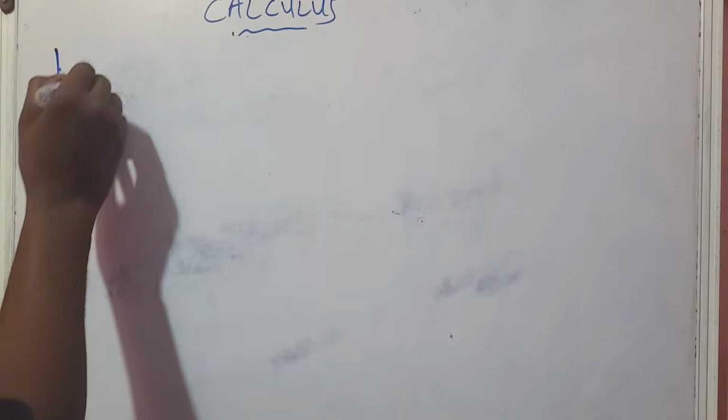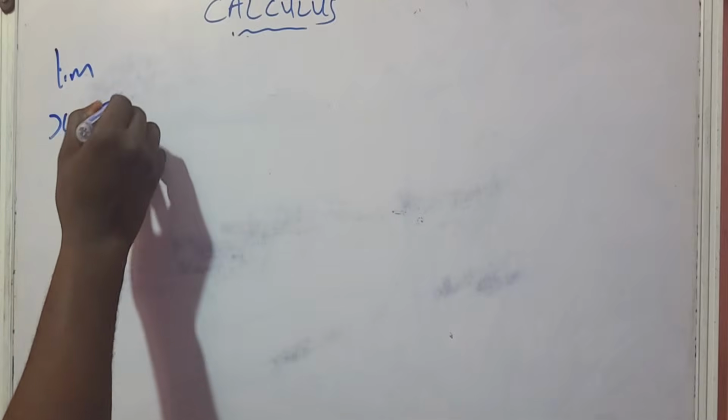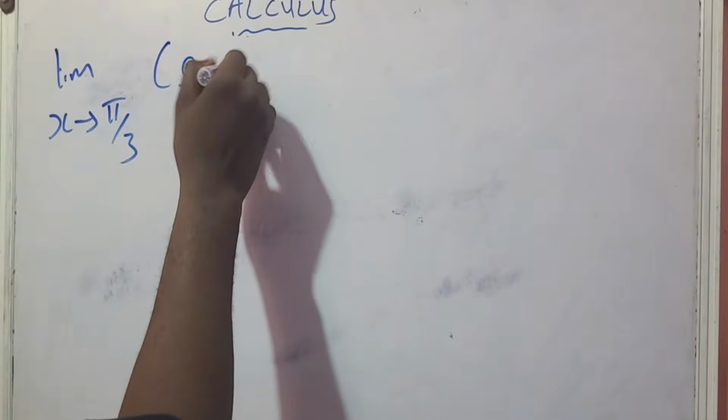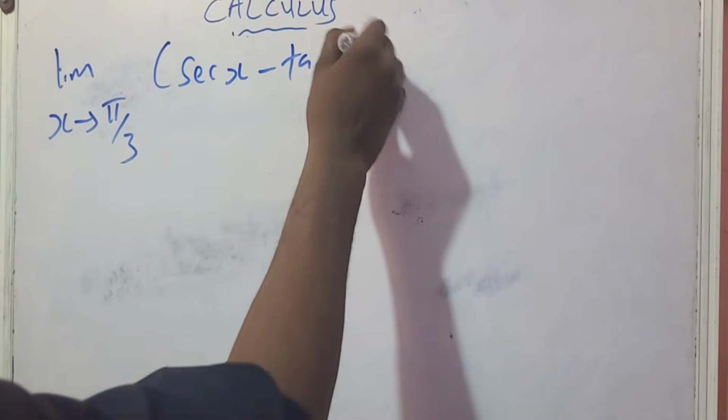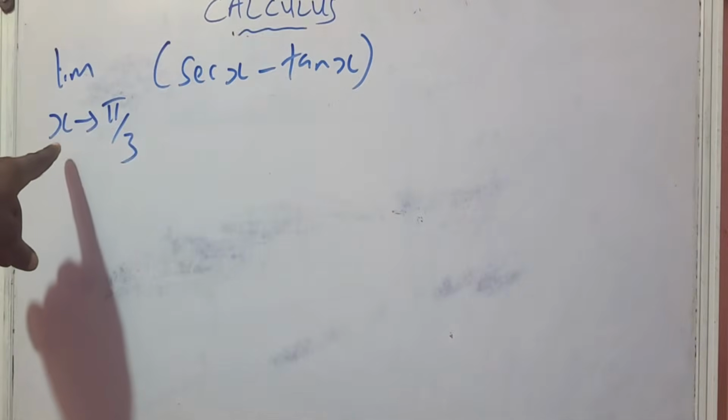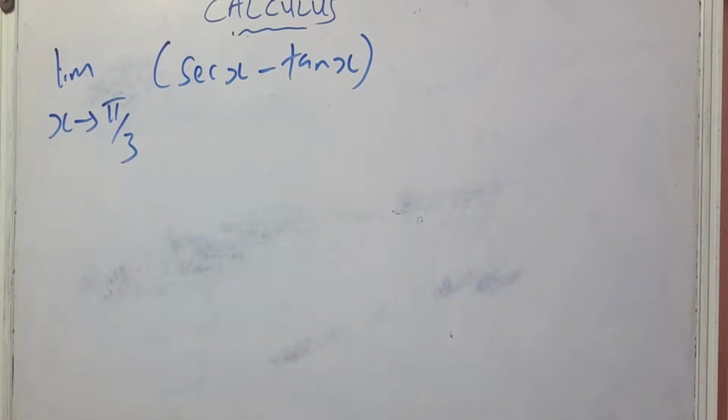Now look at this example. We have x tending to pi over 3. A bit different, right? And we have it as sec x minus tan x. This was the question you were given, and you're told to find the limit of this. So how do you find the limit of this function when you have your x tending to pi over 3?